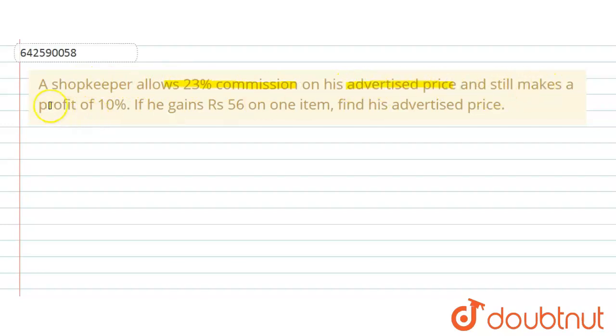The question says that a shopkeeper allows 23% commission on the advertised price and still makes a profit of 10%. If he gains rupees 56 on one item, find his advertised price.